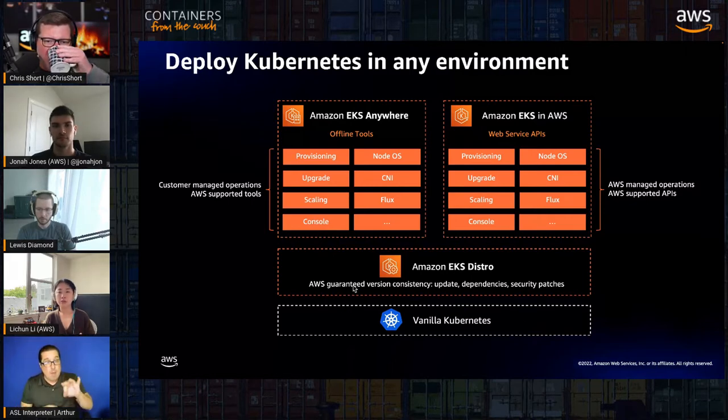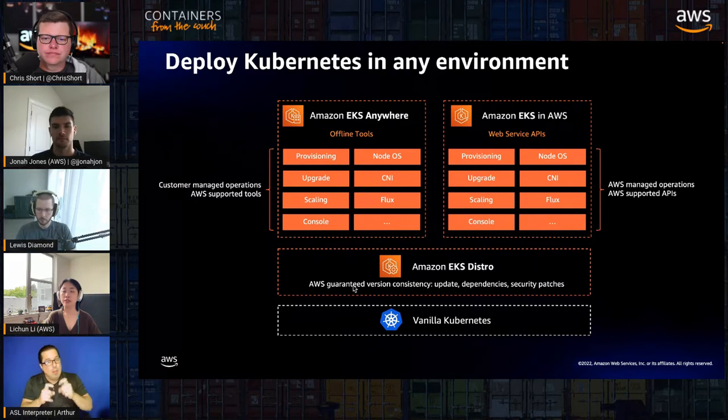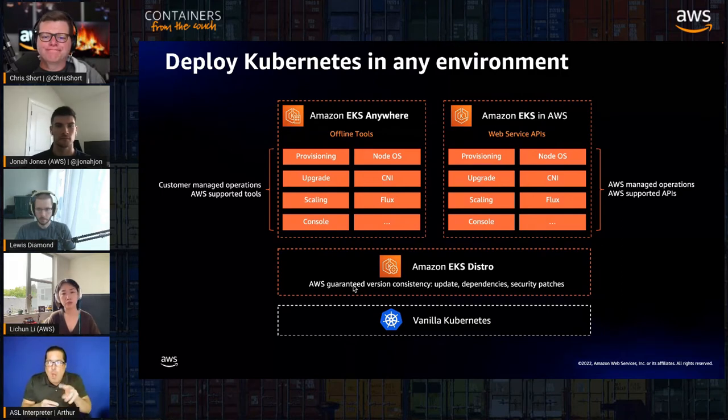Now, EKS Anywhere is not just a distribution. It's actually the tools that we give you on top of the distribution. So we, for example, give you tools to help you bootstrap the cluster. We design the right flow. We build the automation so that you don't have to. And that's what you will not get by simply using a vanilla distribution.